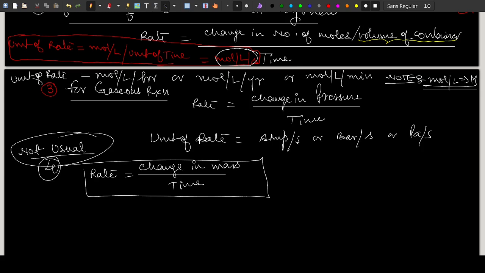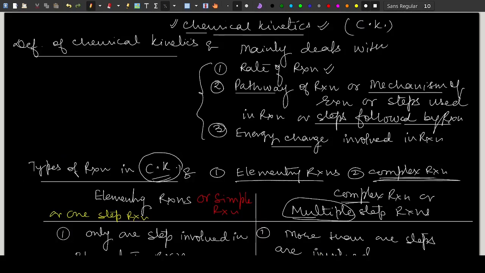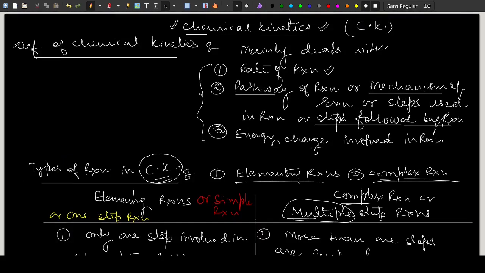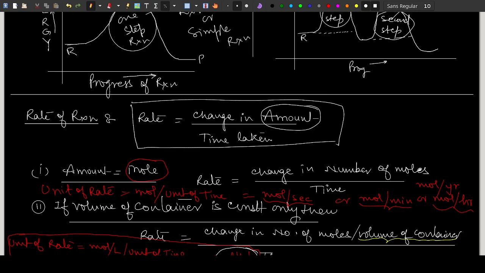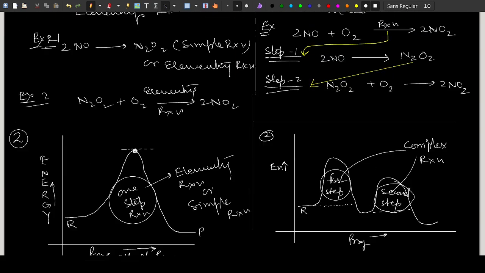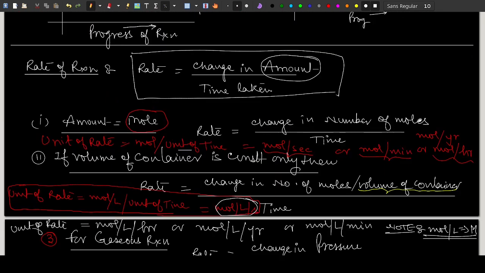So dear friends, what we explained here: we covered a little about the definition of chemical kinetics, then the types of reactions by the eyes of chemical kinetics, and simply how we can express the rate of the reaction.